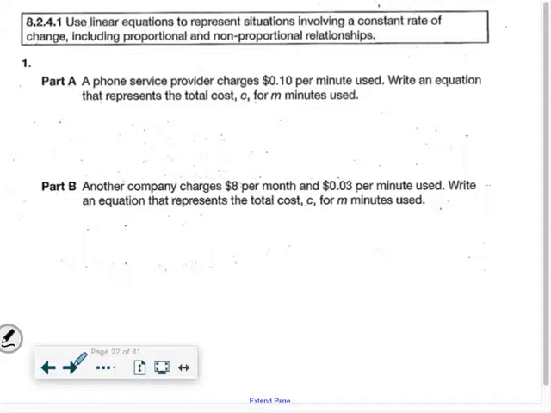Our next benchmark is 8241. Use linear equations to represent situations involving a constant rate of change, including proportional and non-proportional relationships. Remember that proportional goes through the origin, non-proportional does not go through the origin. So that would have a different intercept. So if it goes through the origin, that means the y-intercept is 0. If it's non-proportional, the y-intercept is something other than 0. It does not go through the origin.